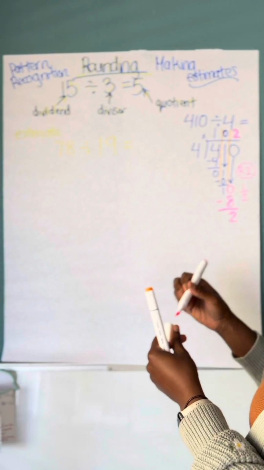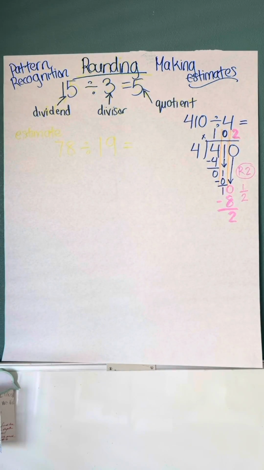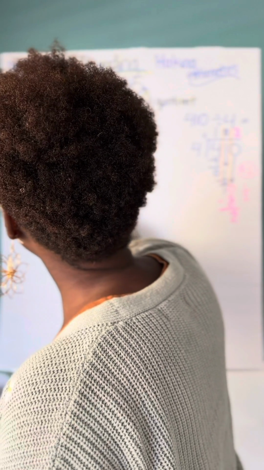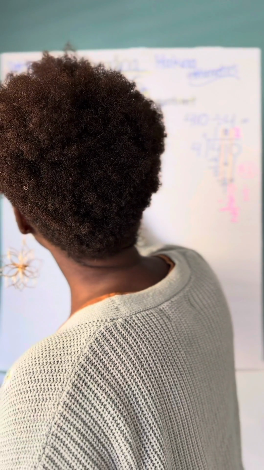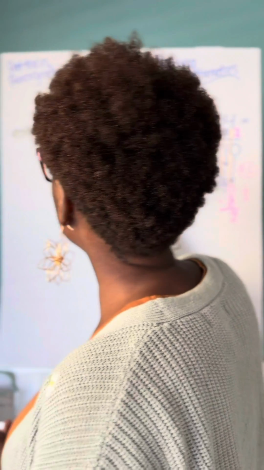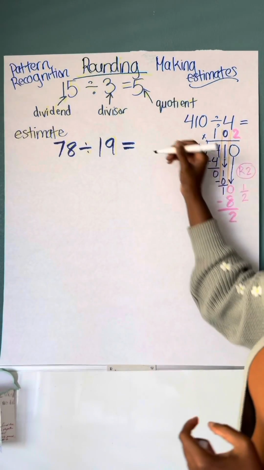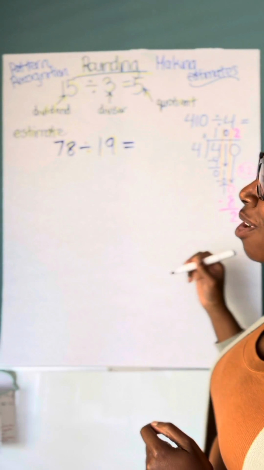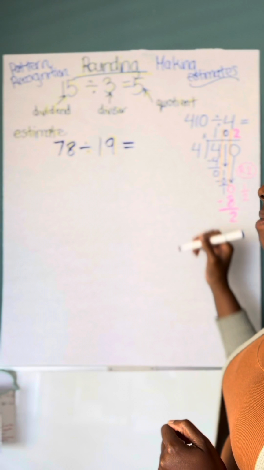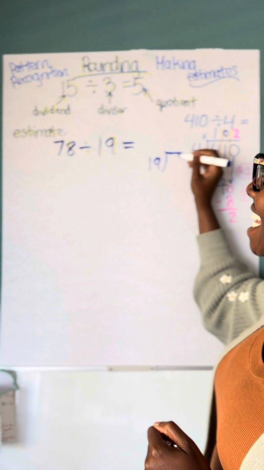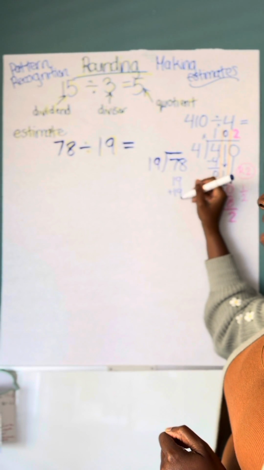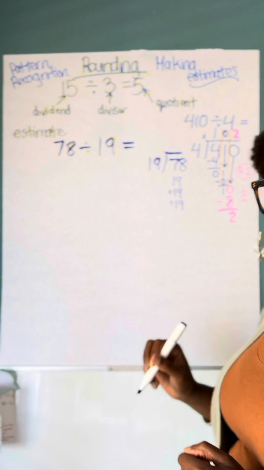Now, when we talk about estimating, you will see that there are some fun ways to teach estimation to your child. When we put it in this format, we're looking for the quotient, the answer, but this is a hard format to work with. Another format we can use is 19 into 78, but then you have to do 19 plus 19 plus 19, and whatever that number is.